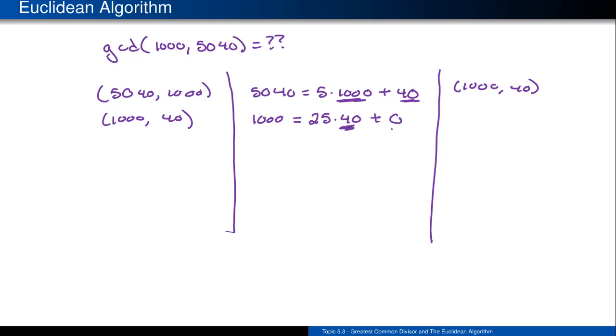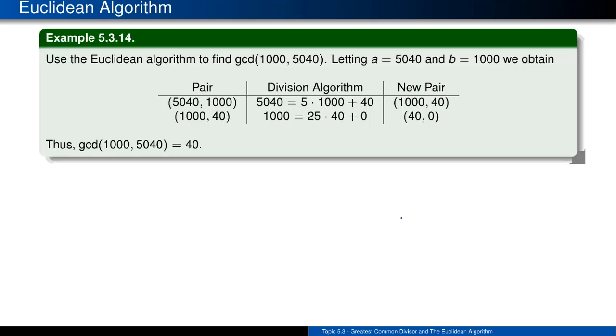So my new pair is going to be this 40 and 0, and I see that 0, so it's going to tell me, hey, I'm going to stop now, and then my last non-zero remainder is that 40. So that tells me that my greatest common divisor of those two things is not question marks anymore, but it's going to be a 40. So like I said, it's a pretty quick thing. Once you actually kind of start to see this process take shape a little bit, it becomes not such a horrible thing to see.